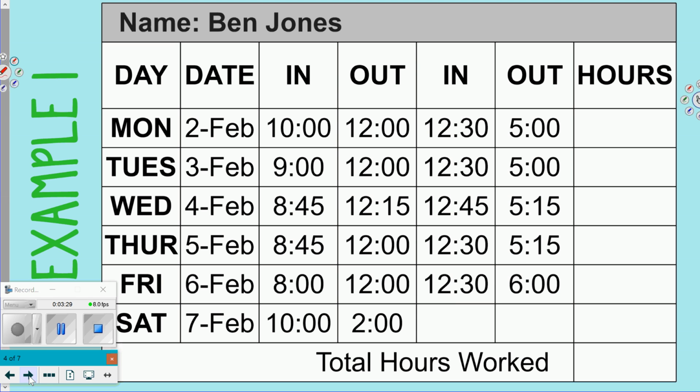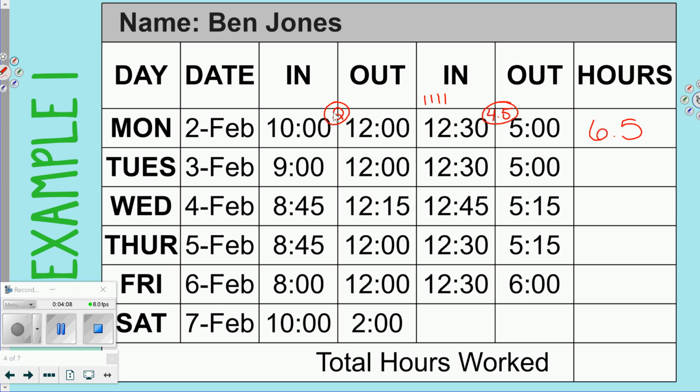I think that helps. On Monday, he went in at 10 and left at noon for lunch. From 10 to 12, that's 2 hours. Then he clocked back in at 12:30 and left at 5. Use your fingers here: 12:30, 1:30, 2:30, 3:30, 4:30. Then 4:30 to 5 is another 30 minutes, so that's 4.5. So 2 plus 4.5, he worked 6.5 hours on Monday.